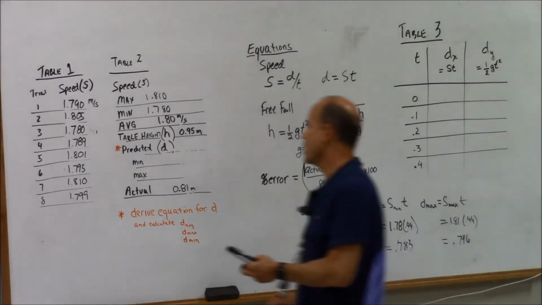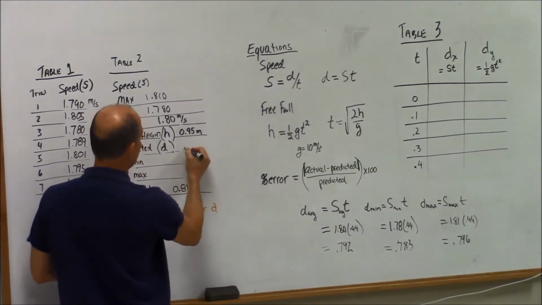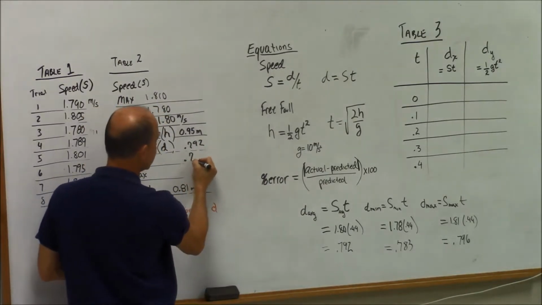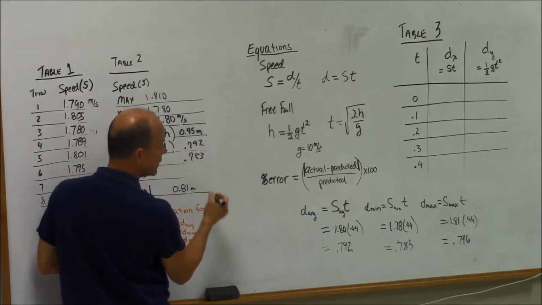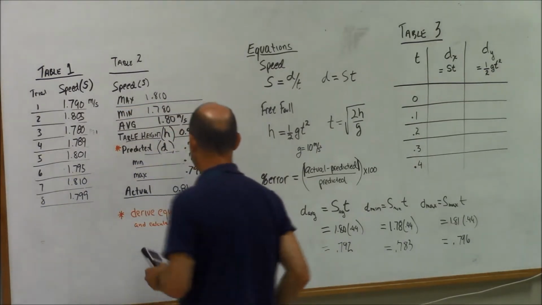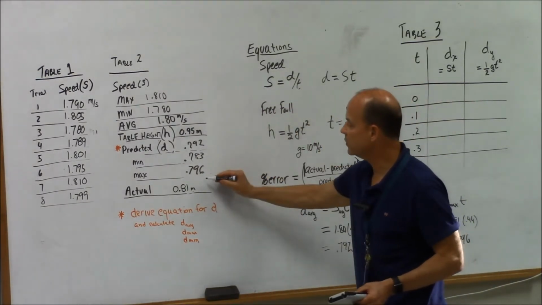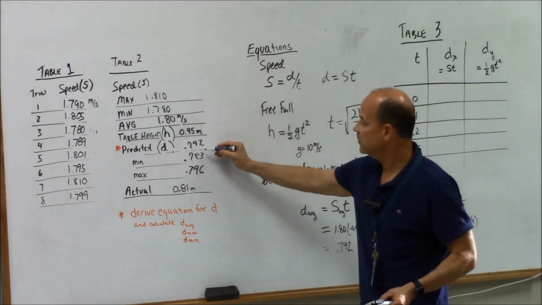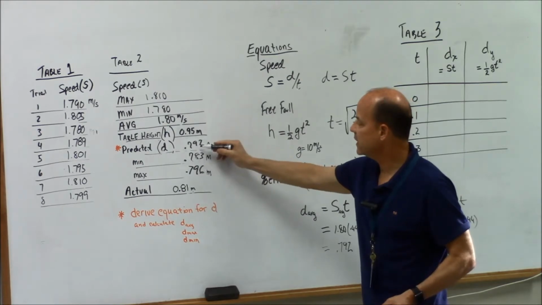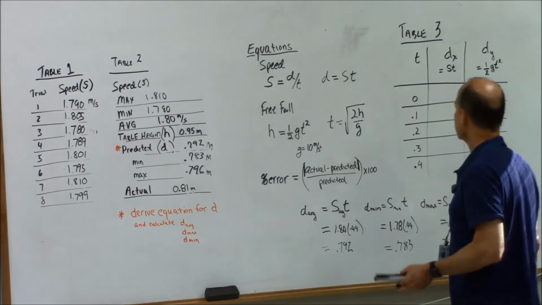I want to complete my chart with these values. So the predicted D is 0.792, the minimum is 0.783, and the maximum is 0.796. Okay? Now then, how does this compare to my actual? Well, this is in meters. So that's 79 centimeters compared to 81 centimeters. I'd say that's pretty close. Okay.